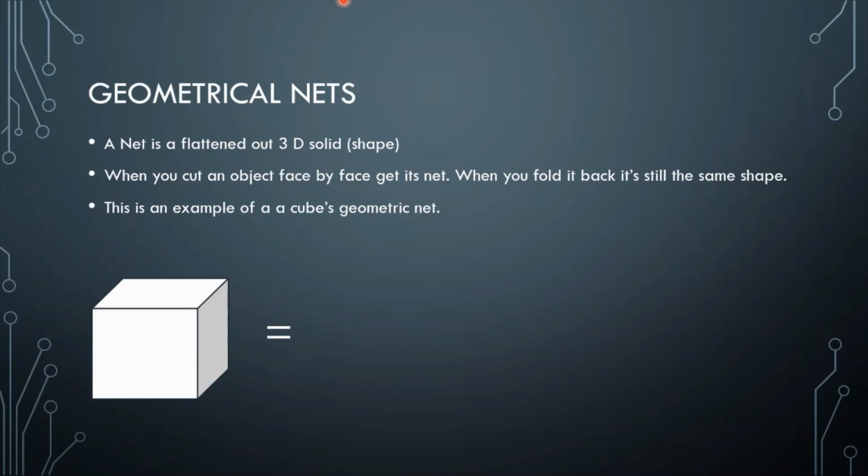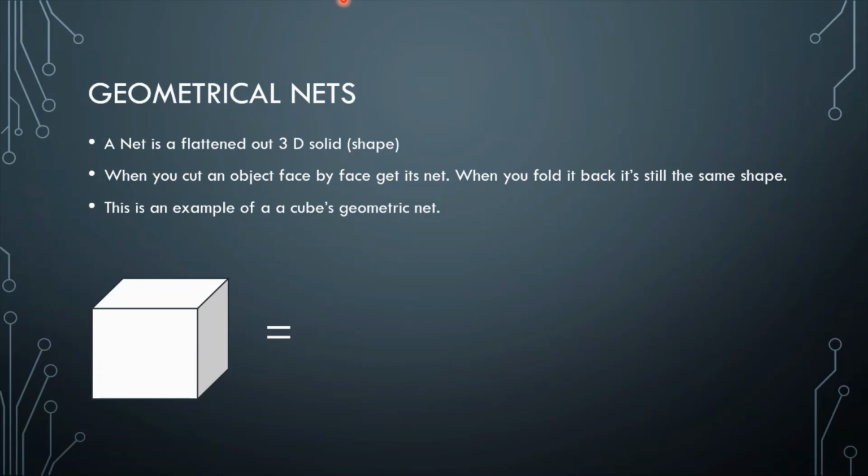Nets or geometrical nets. A net is a flattened out 3-dimensional shape or a solid. You get a net when you cut an object face by face, and when you fold it back, you still should get the same shape. That's what a net means. If you don't get the same shape, it's not the object's net.